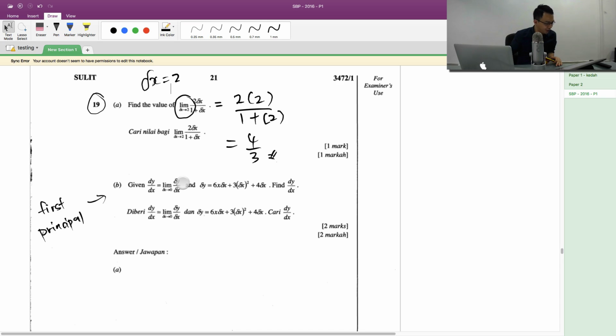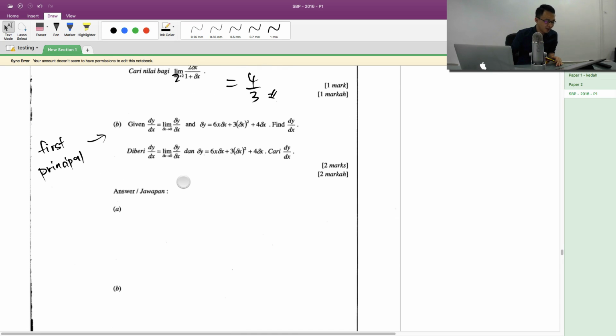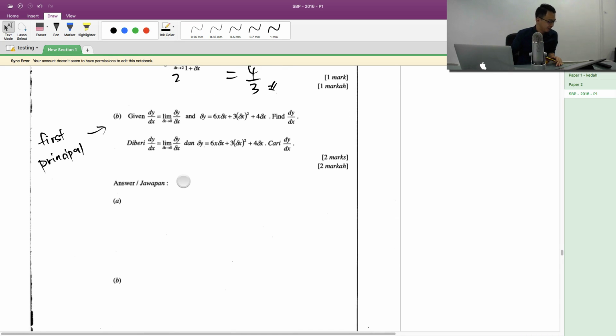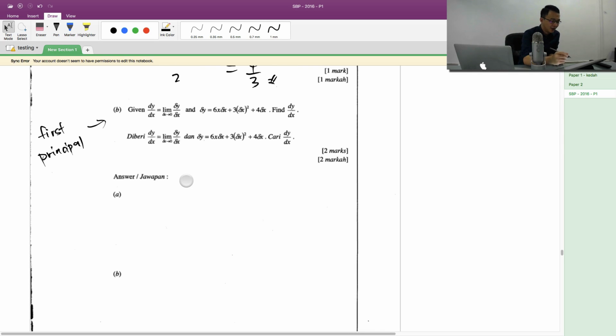Okay, this part is first principle. Normally first principle will not come out in the exam, but yeah, it's coming out here. The question asks you to find dy/dx, and this first principle tells you dy/dx is change of y over change of x, when you limit the change of x close to 0.